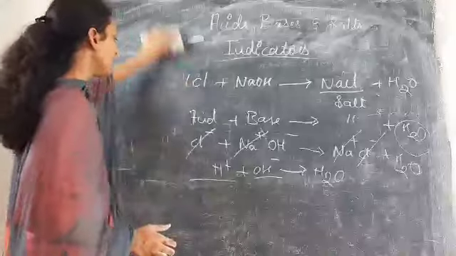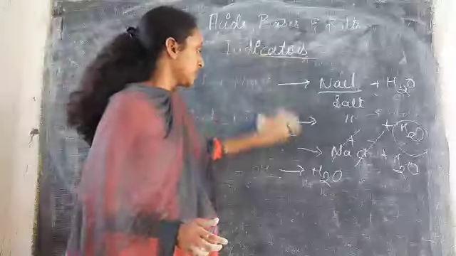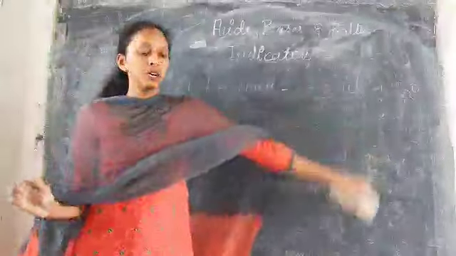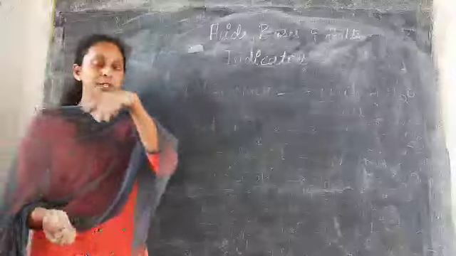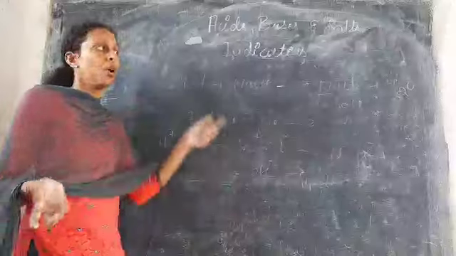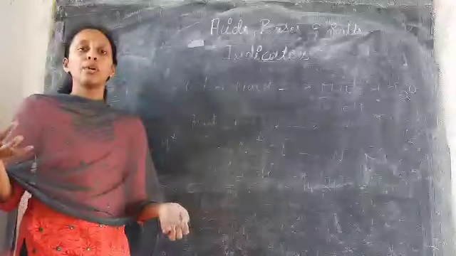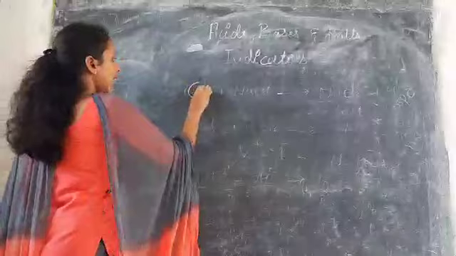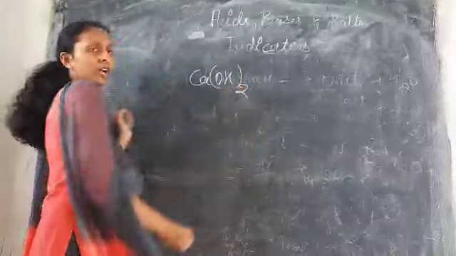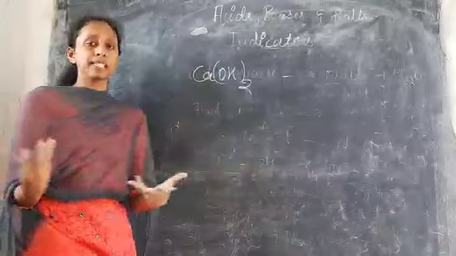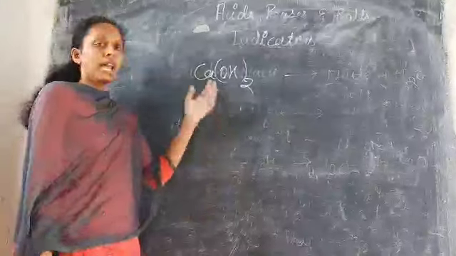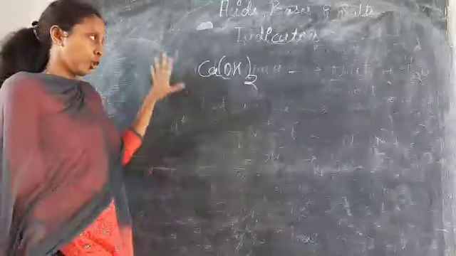So what are the applications of neutralization? Neutralization is applied in many fields. First one is in soil determination. Some plants will not grow in acidic soil. So if the soil is acidic, we can add slaked lime, that is Ca(OH)2. If you add this, the soil becomes basic, which is very useful for plants which grow in basic media. Like this it helps in soil testing.